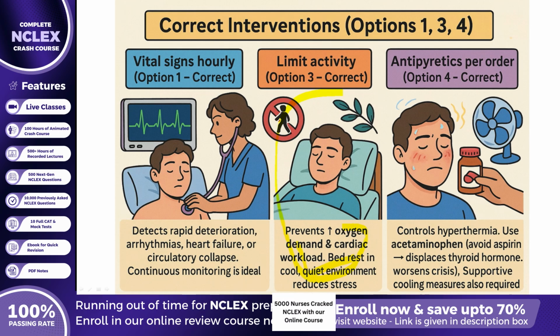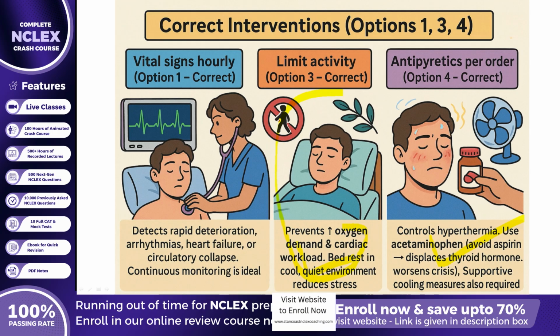Next, option 4 is also correct. Administering antipyretics per order is vital because hyperthermia must be controlled aggressively. Acetaminophen helps lower dangerously high temperatures, but aspirin must be avoided since it displaces thyroid hormones from plasma-binding proteins, worsening the crisis. Nurses also implement adjunct cooling measures like ice packs and cooling blankets to enhance safety.